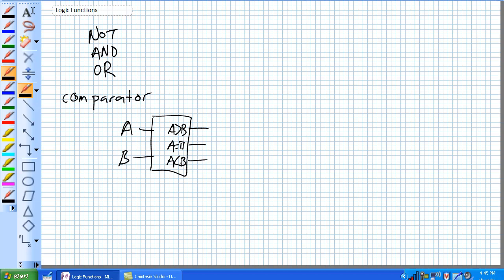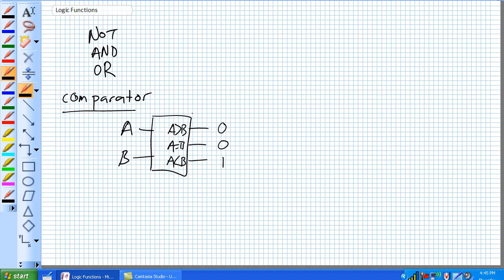So if A is equal to B, that one would be high, the other ones would be low. If A was greater than B, this one would be high. If B was greater than A, that one would be high. That's it. That's all a comparator is.